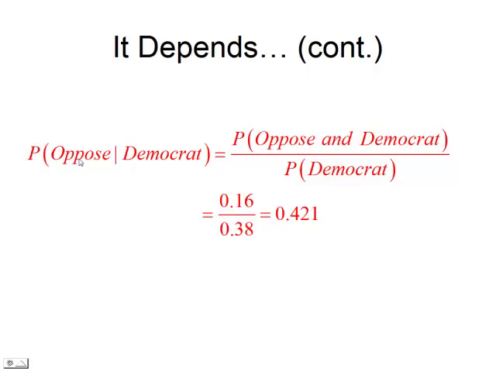We're looking at the probability that you oppose given that you're a Democrat, which is equal to the probability that you oppose and are a Democrat divided by the probability of being a Democrat. The probability that you oppose and are a Democrat is 0.16, divided by the probability of being a Democrat, which is 0.38, and that's equal to 0.421.